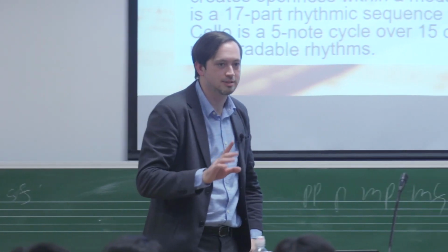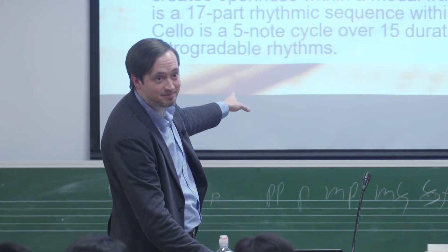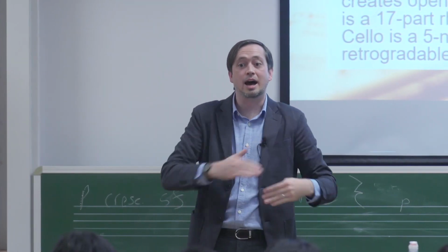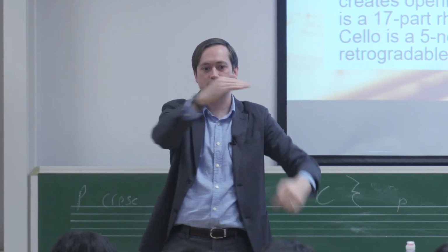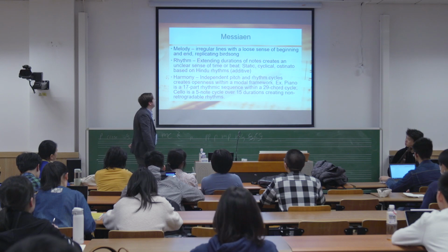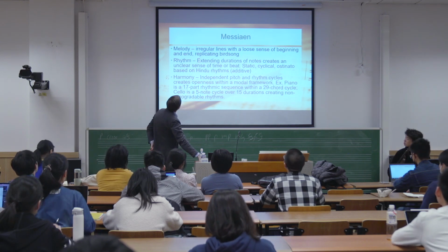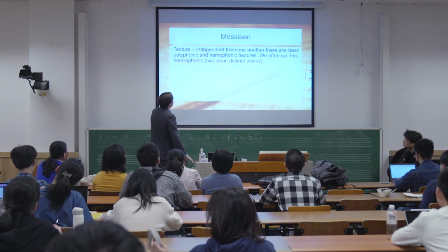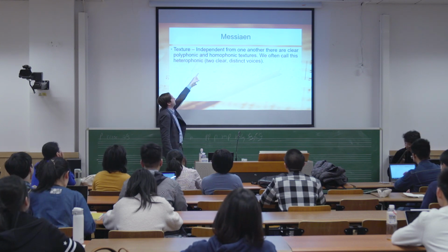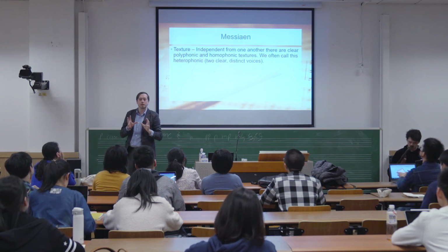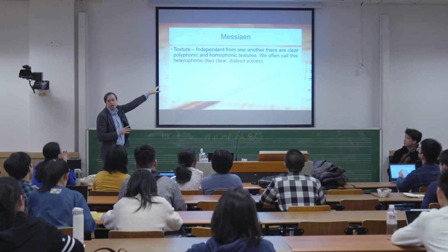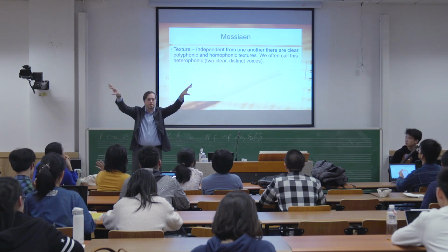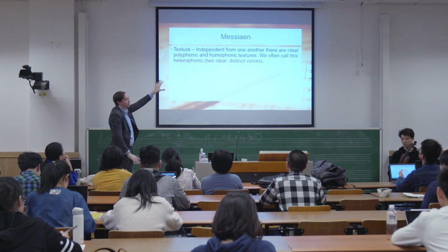Now, I have a special slide for this. Anybody know that term? Non-retrogradable? Retrograde is reading the line backwards. Non-retrogradable means it's the same this way as it is this way, right? So, I told you this one was a little more complicated, all right? Now, texture independent from one another. There are clear polyphonic and homophonic textures. This is a very clear example of heterophonic texture. 2 clear, distinct voices. Hetero, 2 separate things, right? This is heterophonic texture.